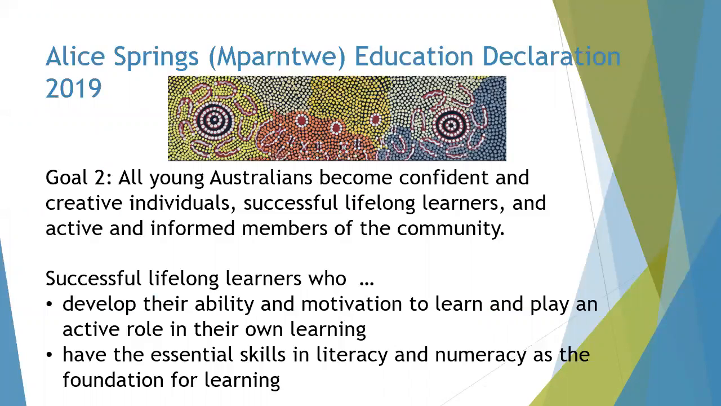At the end of 2019 in Alice Springs, a new education declaration was determined by our education ministers. And goal number 2 says that all young Australians become confident and creative individuals, successful lifelong learners and active and informed members of the community. This is a goal across Australia. To do this, they mentioned the fact that we need to develop the ability and motivation to learn and play an active role in their own learning, and have essential skills in literacy and numeracy.